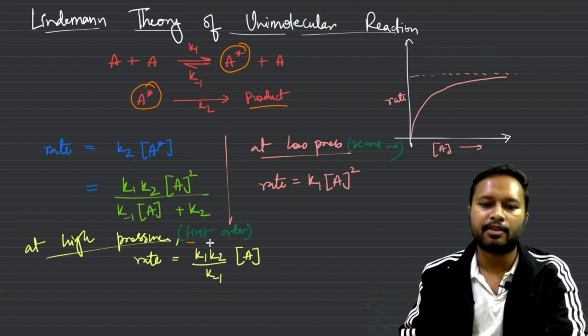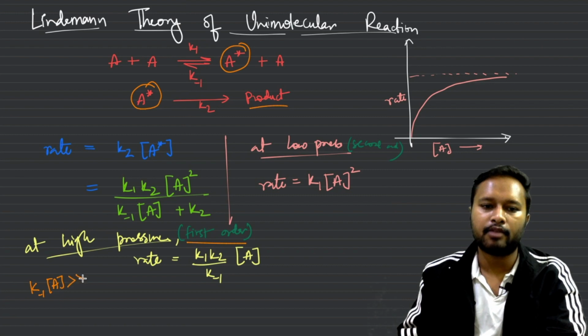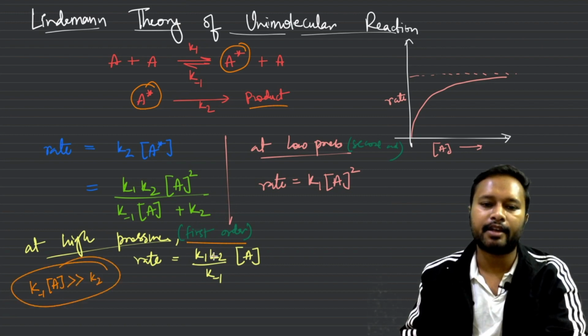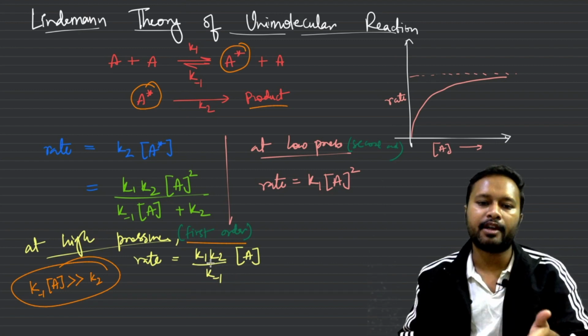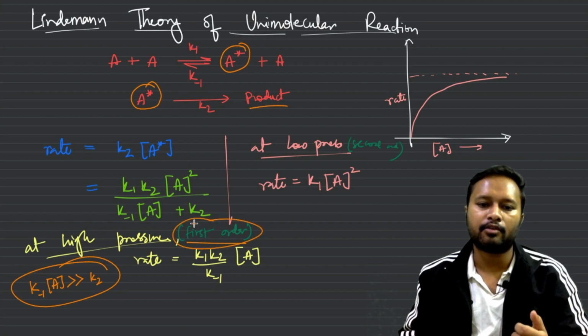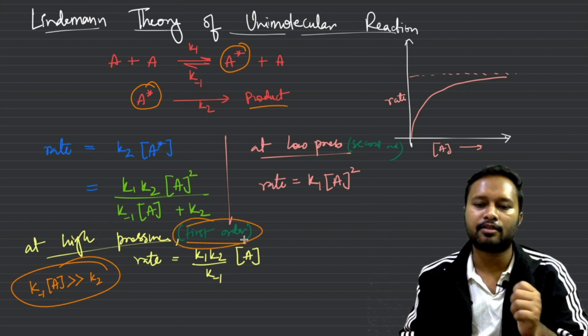So at high pressure, k-1 into [A] is quite more than your k2, and that's why you can just neglect k2. So you just have k-1 into [A], and [A] will get cancelled out. You will get k1 k2 [A] upon k-1. So the reaction is of first order over here. So at high pressure the reaction is of first order.